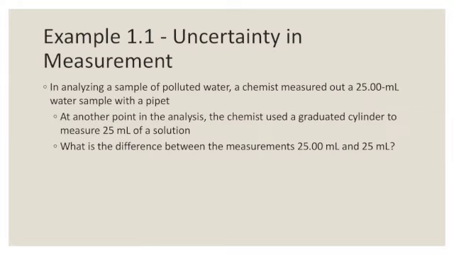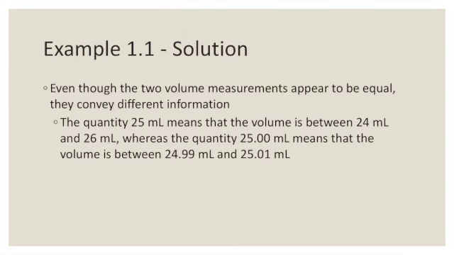All right, let's try example 1.1, uncertainty and measurement. In analyzing a sample of polluted water, a chemist measures out 25 mL water sample with a pipette. At another point in the analysis, the chemist used a graduated cylinder to measure 25 mL of a solution. What is the difference between the measurements, this and this? Well, this one is precise to the hundredths place, and this is only precise to the ones place. So this one is way more accurate, and that's why you would use a pipette, especially in something like titrations, because you want to have exact volumes.